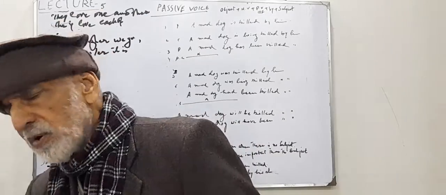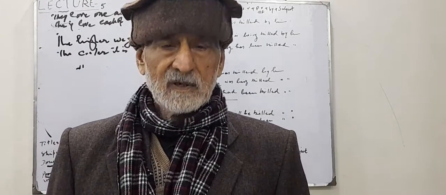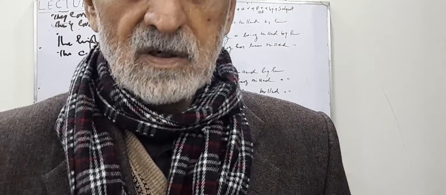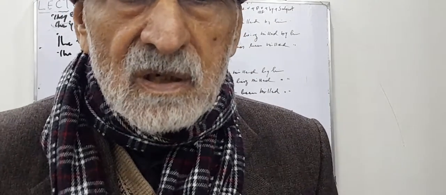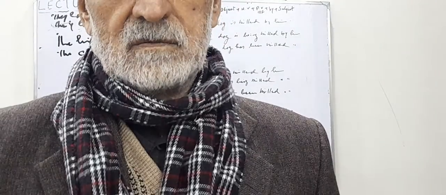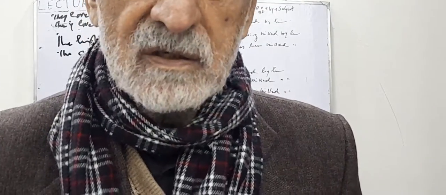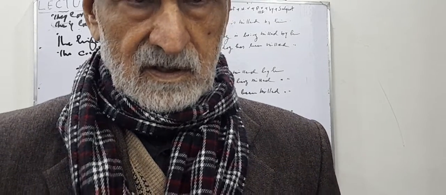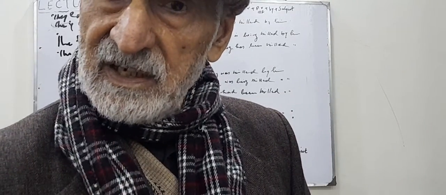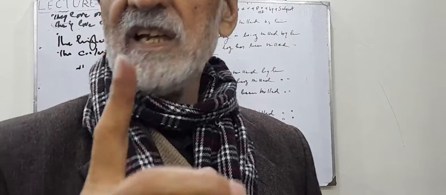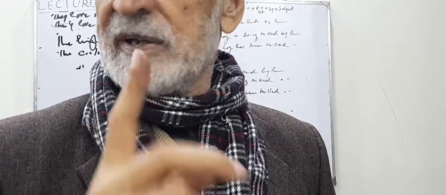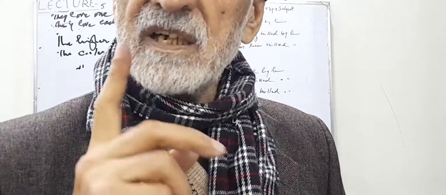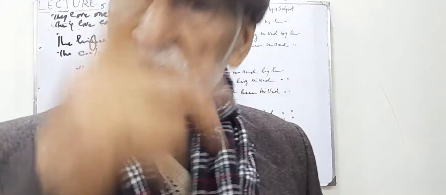For relatives, we don't use articles. Mother is not here. Where is your mother? You answer, she is not here. And mother is not there. Not the mother. Keep it in your mind. Relations are written without an article.